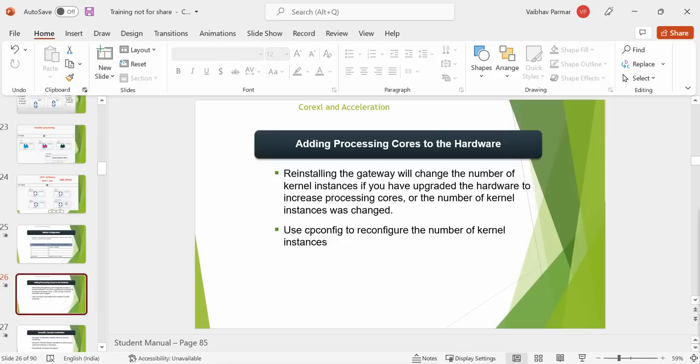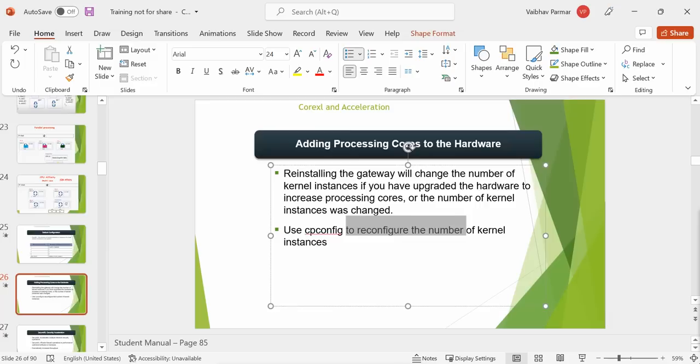Reinstalling the gateway will change the number of kernel instances. If you have upgraded the hardware to increase processing cores, or the number of kernel instances was changed, use cpconfig to reconfigure the number of kernel instances. When you run the cpconfig command, you will see one of the options to reconfigure the kernel instances. We'll be seeing that in a bit. We will run cpconfig and see how we can reconfigure these kernel instances. If we have multiple instances and multiple cores in place, it will be easier to understand the concepts. But nevertheless, the concept is more important than the configuring. We'll see both.